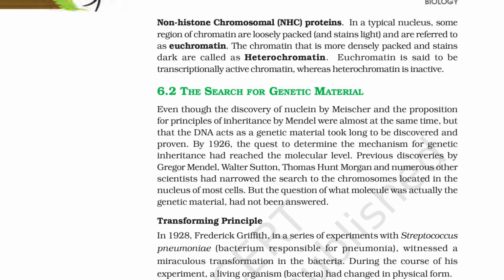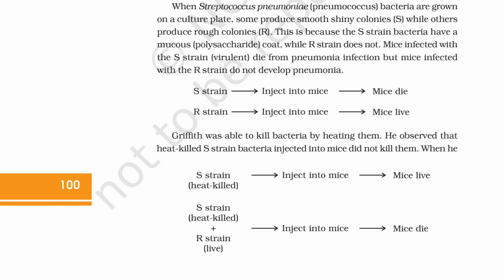Transforming principle. In 1928, Frederick Griffith, in a series of experiments with Streptococcus pneumoniae, the bacterium responsible for pneumonia, witnessed a miraculous transformation in the bacteria. During the course of his experiment, a living organism, bacteria, had changed in physical form. When Streptococcus pneumoniae, pneumococcus, bacteria are grown on a culture plate, some produce smooth shiny colonies, S, while others produce rough colonies, R. This is because the S strain bacteria have a mucus, polysaccharide, coat, while the R strain does not.